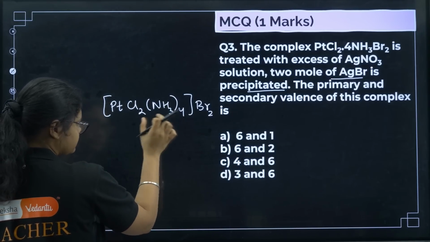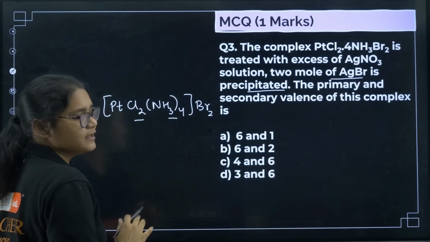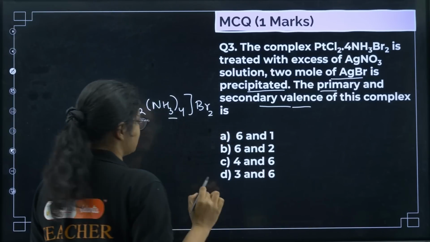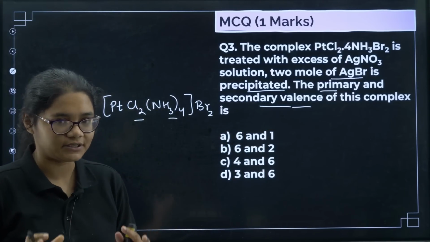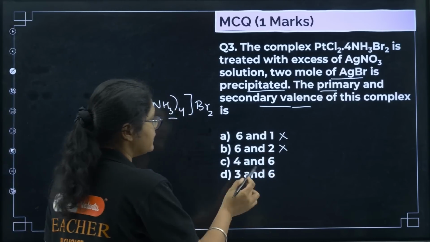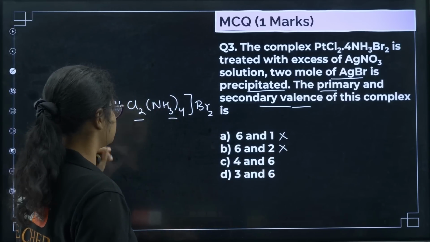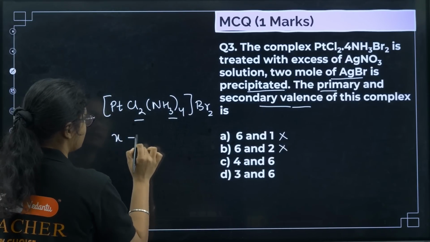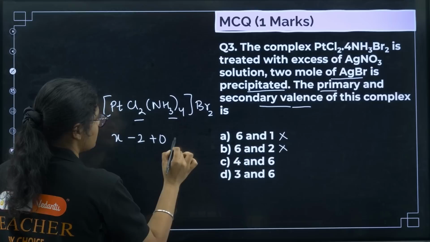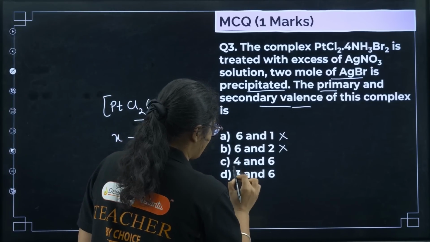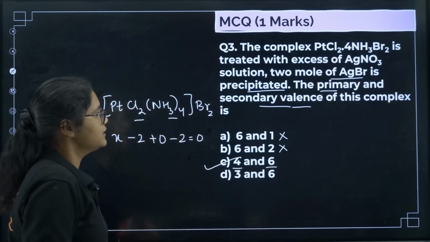If you see here, platinum has a secondary valency of 6, right? You have to see the primary and secondary valency. Secondary valency is the coordination number, so the coordination number is 6, so we can eliminate these 2 options. Next, coming to the charge of the platinum, that is your primary valency. So x minus 2 plus 0 minus 2 is equal to 0. x is equal to plus 4. So we have 4 and 6, option number C here.